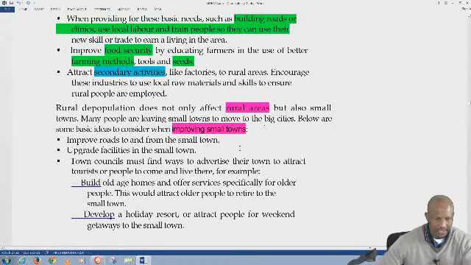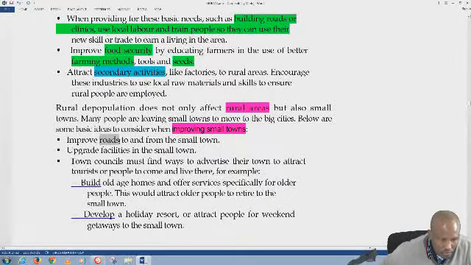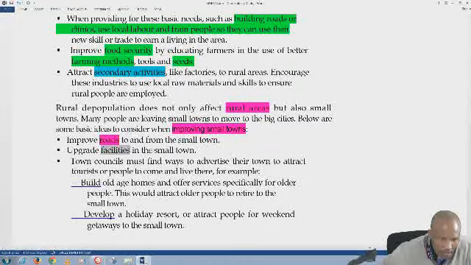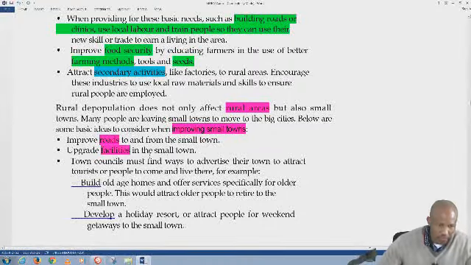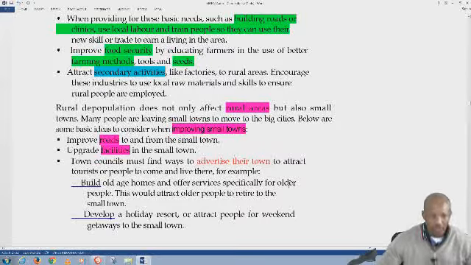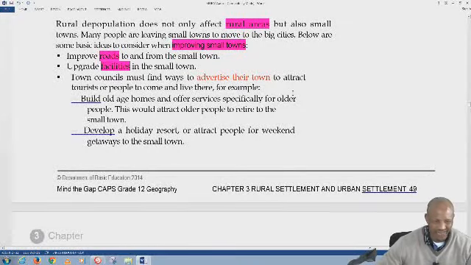Below are some basic ideas to consider when improving your small towns. What is it that you must improve? Improve your roads in your small towns. Upgrade your facilities in your small towns so that they don't move. And then town councils must find ways to do what? To advertise their town. That's why we are hearing less about Maria Moroka Game Reserve, because it's not advertised.